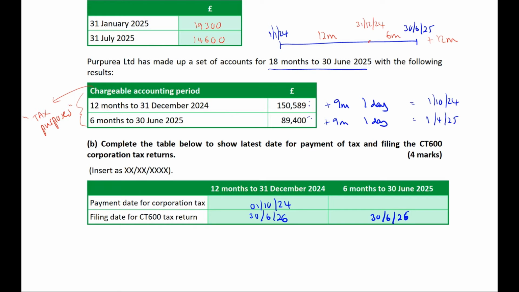Oh, sorry, got the years wrong. Can't seem to get far enough ahead of time now. So December 24, 9 months and 1 day takes me into 2025. And this one's ending in 25, so it takes me into 2026. I do apologise. There we go.